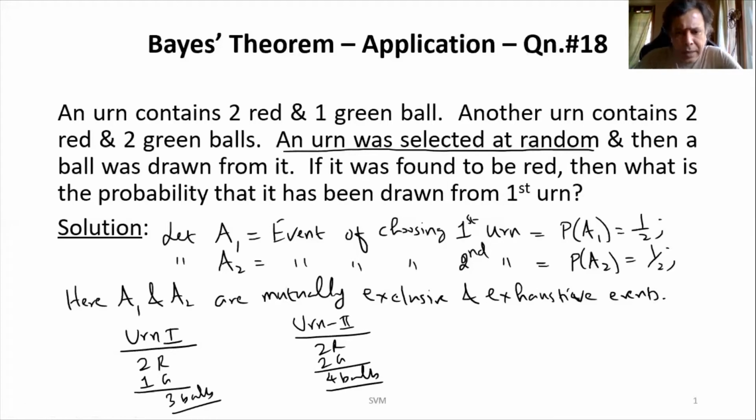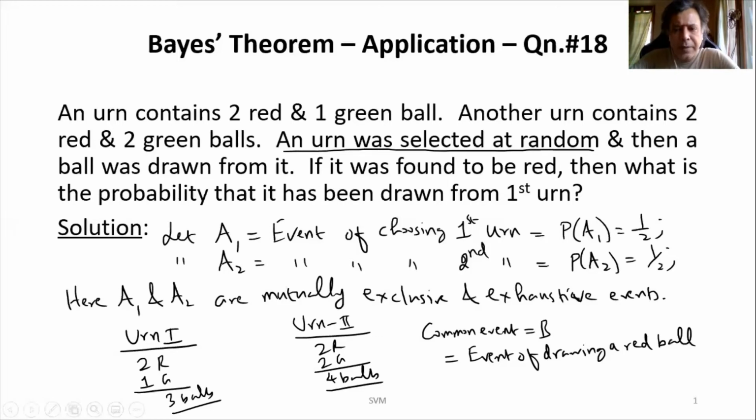So here I can say the common event, let me call it B, is the event of drawing a red ball. So that is the common event, right? So let us continue in the subsequent slide.